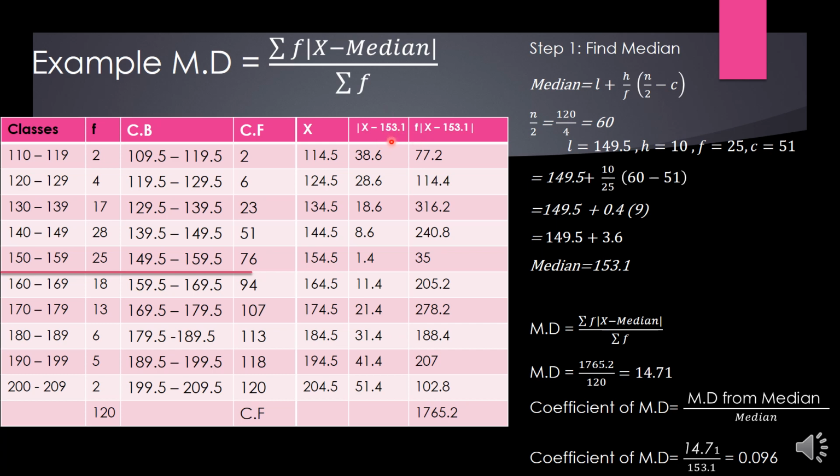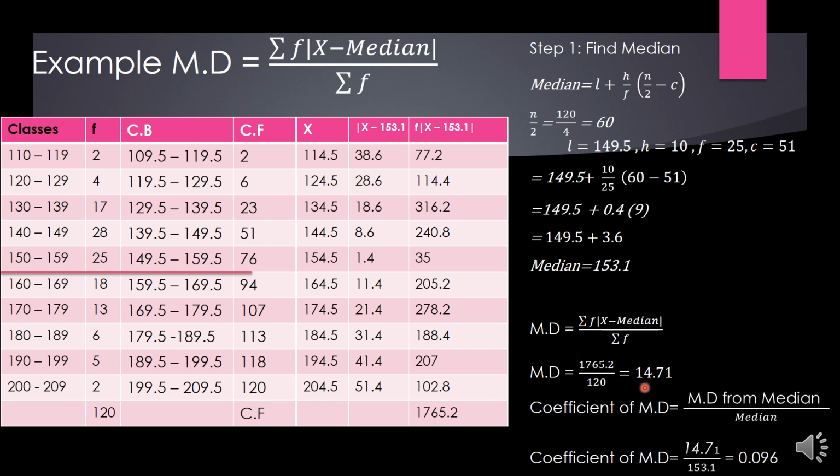After finding it here, I put the absolute value notation. This is the direct step of absolute deviations. After you find it, you multiply this column with the column of f, which is frequency. After finding it, you get this sum, which is 1765.2. You put it in the formula divided by summation f. Summation f is 120. Put it here and find the mean deviation from median.